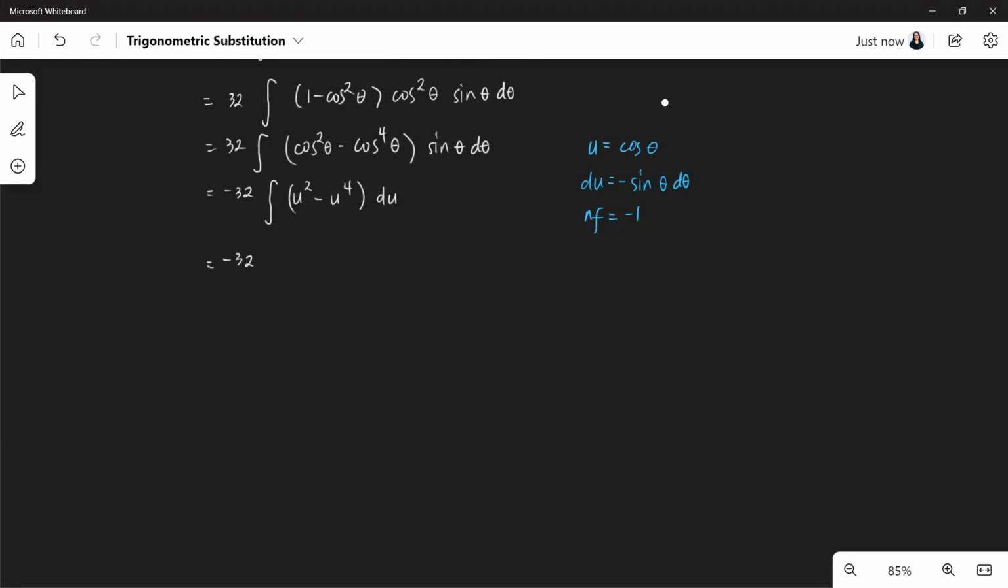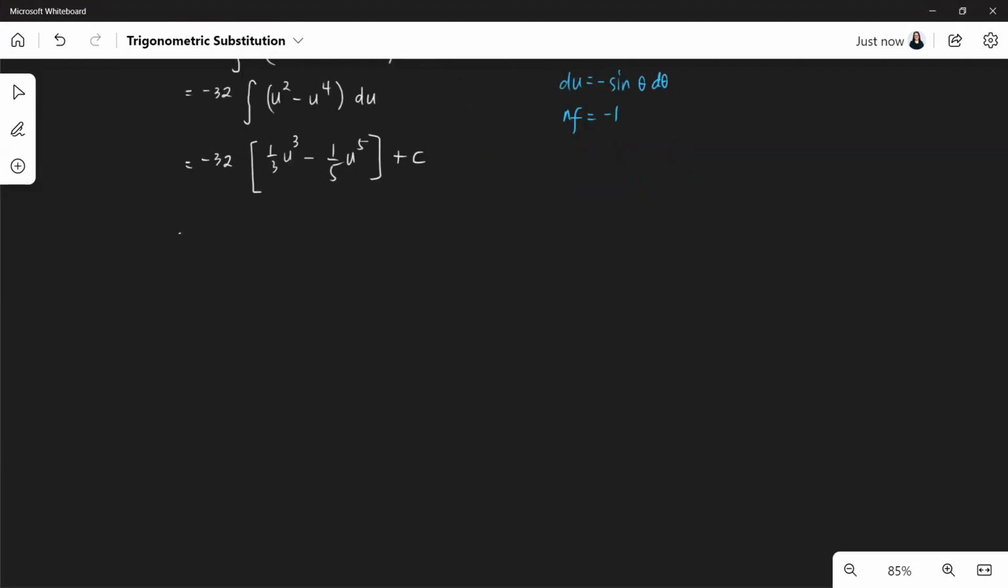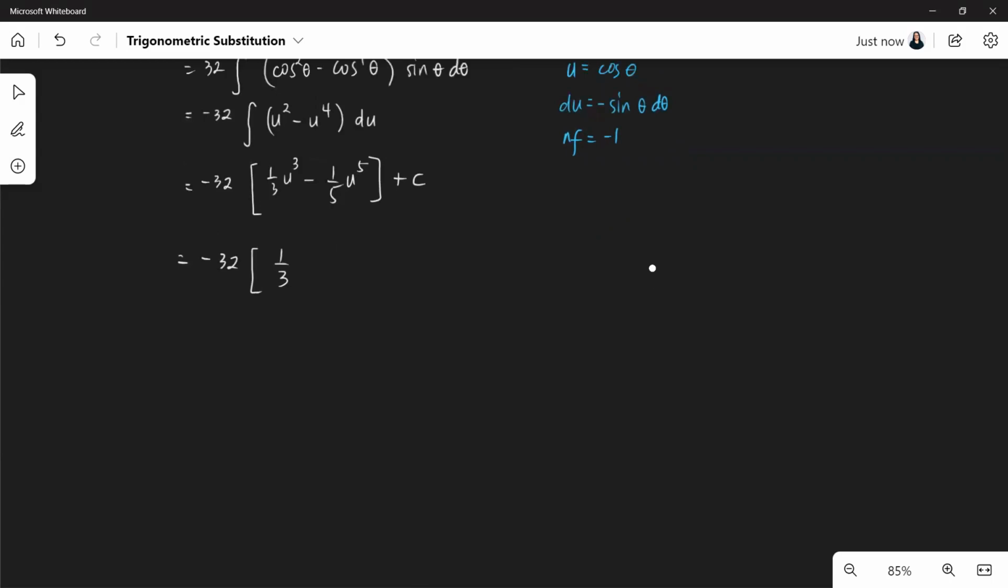So we integrate. The integral of u squared is u cubed over 3, or 1/3 u cubed. And the integral of u raised to the power of 4 is 1/5 u raised to the power of 5. And then plus c. Then return the trigonometric function. That's 1/3 times, u is cosine, so this is cosine cubed theta minus 1/5 cosine raised to the power of 5 theta, and then plus c.